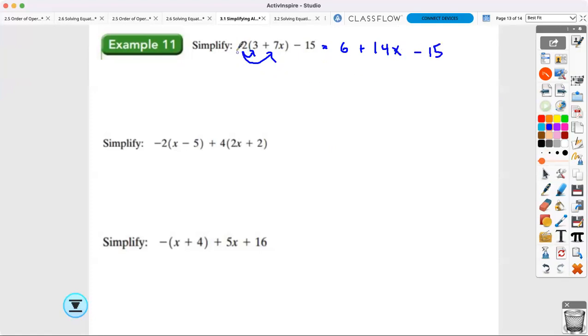Why am I not multiplying the 2 to the 15, class? Can someone clarify why they think I'm not putting an arrow with the 15? If you don't know, you can type I don't know and I'll tell you why. Is it because it's not inside the parentheses? It's not inside the parentheses. That's correct. Thank you, ma'am.